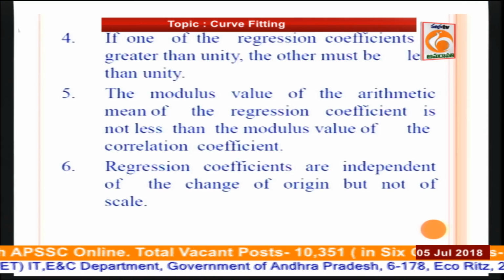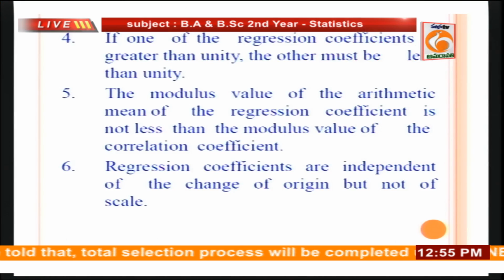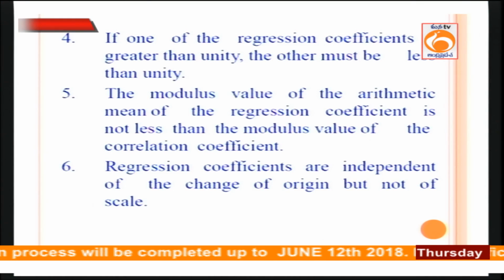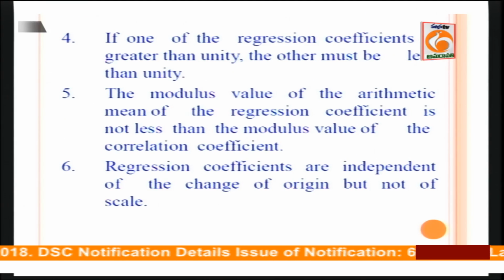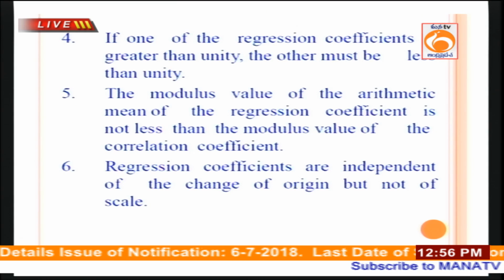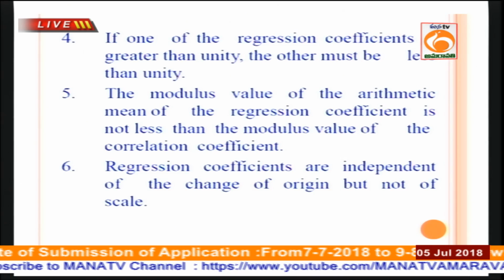The next property is the fundamental property of regression coefficients. If one of the regression coefficients is greater than 1, the other must be less than 1. Suppose b x on y is greater than 1, then b y on x is less than 1, and vice versa. The modulus of the arithmetic mean of the two regression coefficients is not less than the modulus of the correlation coefficient. Simply, the arithmetic mean of the two regression coefficients is not less than the modulus value of the correlation coefficient.